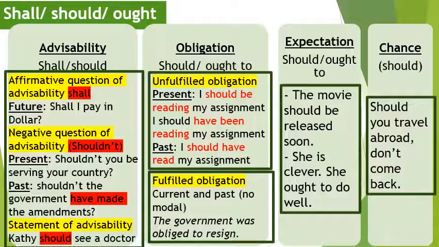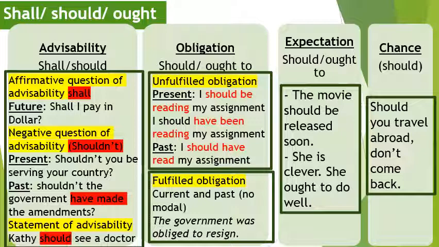Let's move to the next group of the modal verbs, which is shall, should, and ought. You usually use to and the infinitive form of the verb when you have ought. But if you have shall and should, you just have the simple form of the verb after shall and should. But ought is the only one that needs to after it.